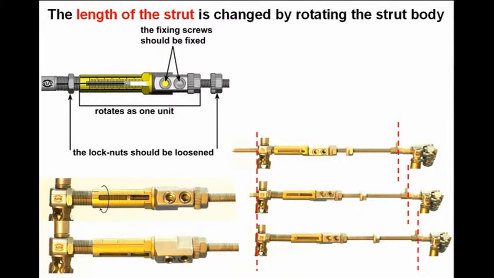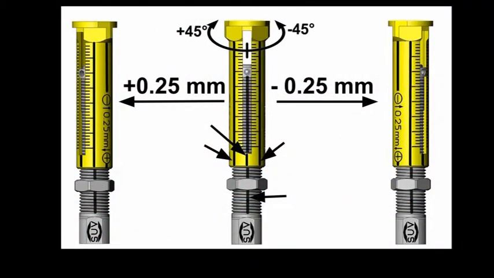To change the strut's length, it's necessary to rotate the strut's body, the yellow cylinder of the strut, in the necessary direction. To the plus direction if we want to lengthen the strut, and to the minus direction if we want to shorten the strut. But first it is necessary to loosen the lock nuts. Only after that can you turn the yellow cylinder in the necessary direction.